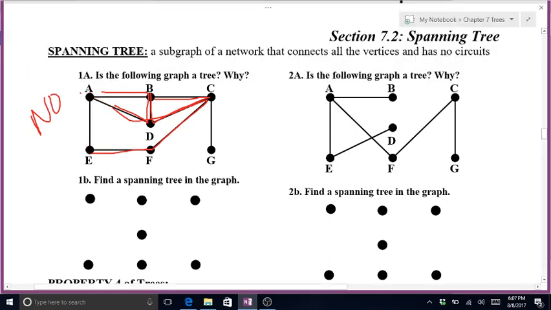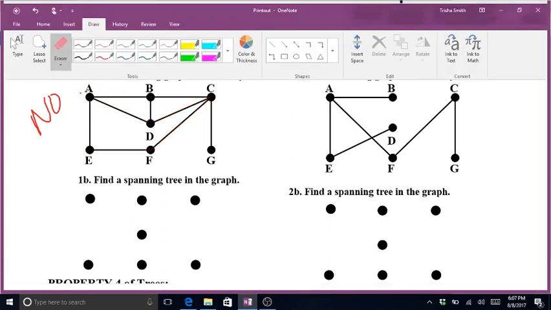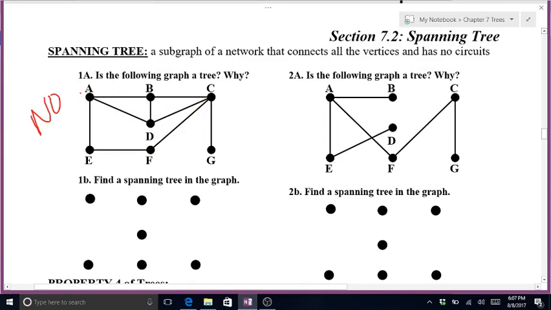we're going to go ahead and find a spanning tree now. Remember, in order to find a spanning tree, we have to be able to connect all of these points, but not create a circuit. Also, remember, if we have 1, 2, 3, 4, 5, 6, 7 vertices, we need to have one less edge, which means we need to have 6. So, let's see.